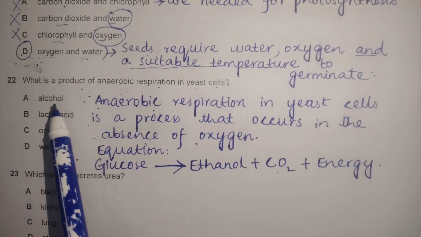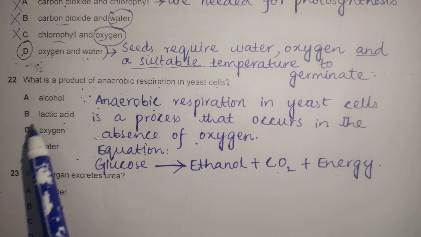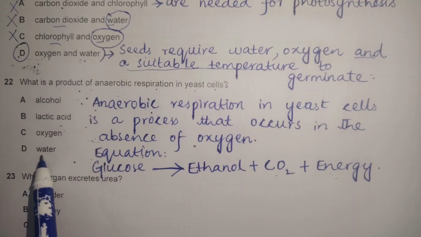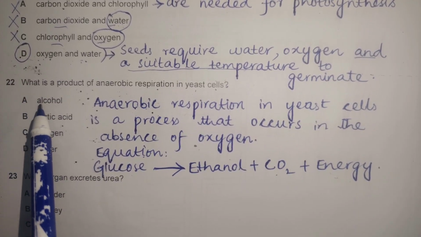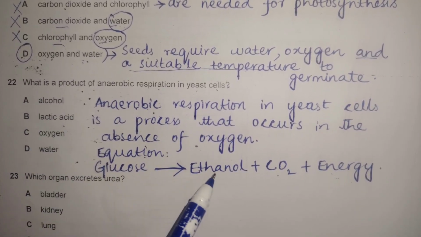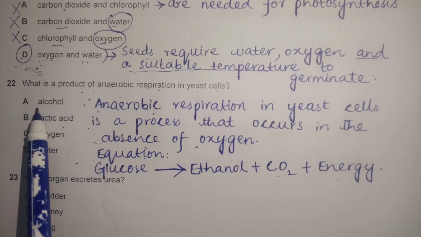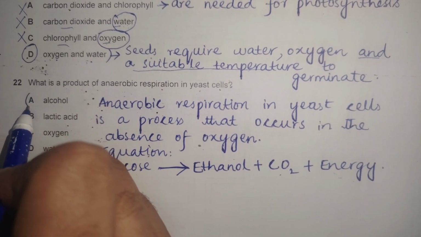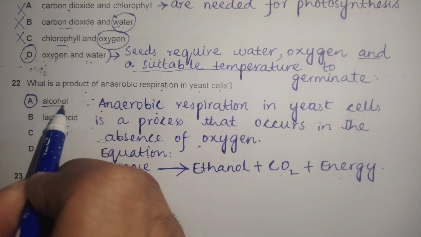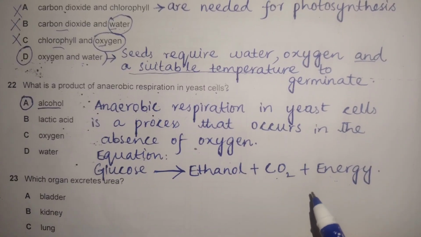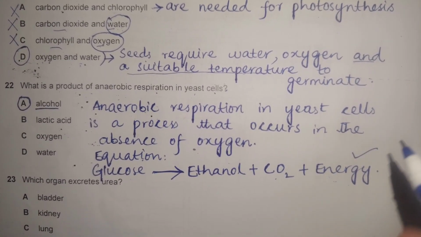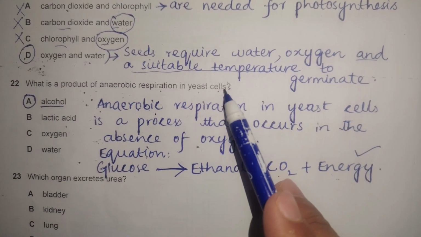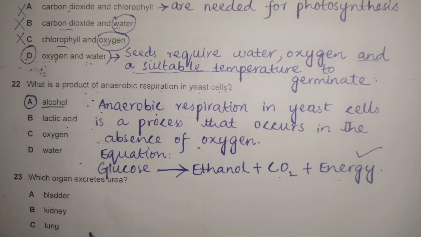Let us find which one is present in these four options. The first one is alcohol, lactic acid, oxygen, and water. Let me assure you that alcohol is actually ethanol, so the correct answer will be alcohol. So this is our correct answer. For your knowledge and understanding, you must know this equation and you must know what anaerobic respiration in yeast cells means. I hope you have understood this concept.